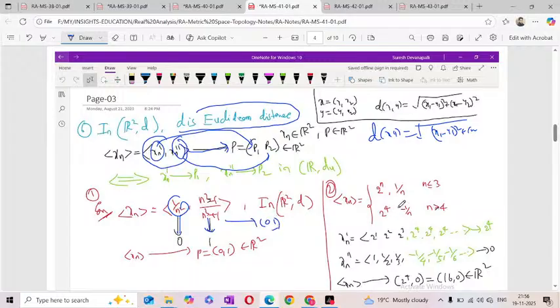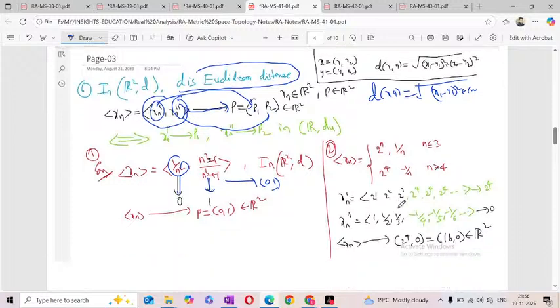Next one, we have a sequence xn. This is the first sequence and this is the second sequence. The first sequence converges to 2 power 4 and the second sequence converges to 0. So this whole sequence converges to 2 power 4 comma 0.